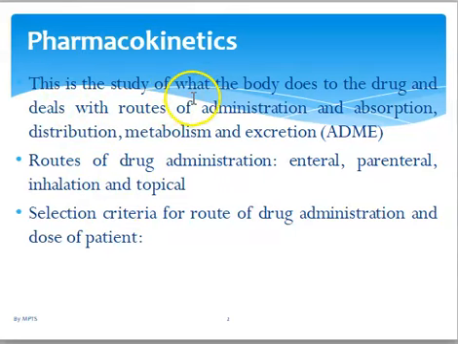Pharmacokinetics is the study of what the body does to the drug and deals with the routes of drug administration, absorption, distribution, metabolism, and excretion, or what we call biotransformation. The routes of drug administration are enteral, via the mouth, parenteral, inhalation, and topical. And how do we select the route of administration to use, and which are the factors that determine the dose of a drug to give to a patient?